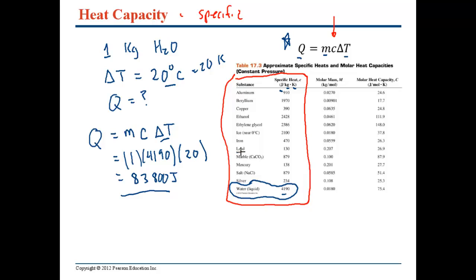Let's look at something like lead, which has a specific heat capacity of 130. Largely because of the specific heat capacity of water, it takes a lot of energy. Something like lead, with a very low specific heat capacity, is going to take a lot less energy to raise the temperature of 1 kilogram of this substance by 20 degrees. Metals generally have lower specific heats than, say, water.